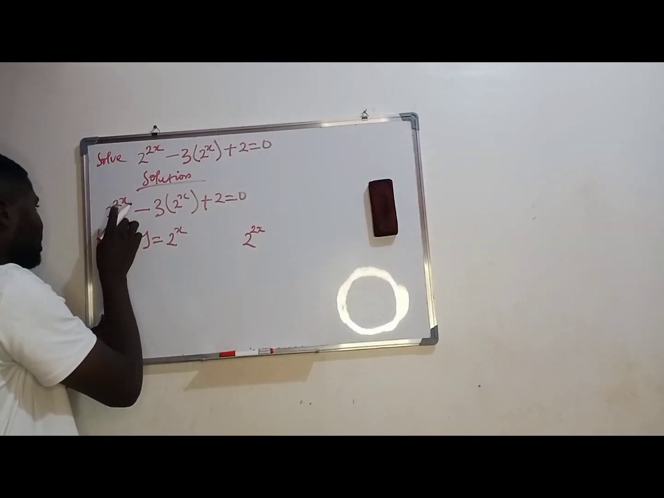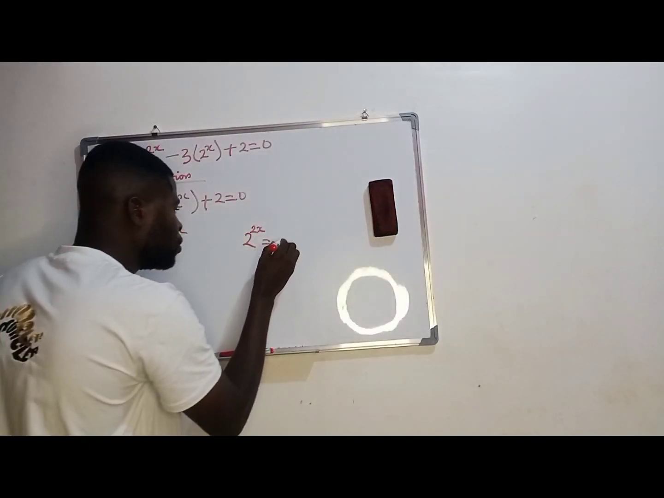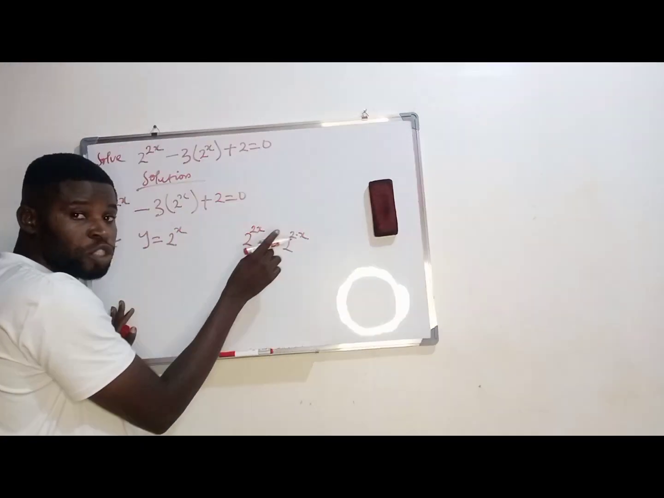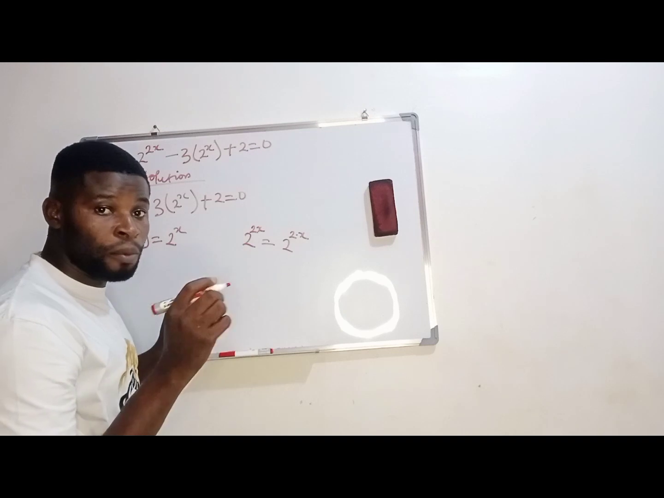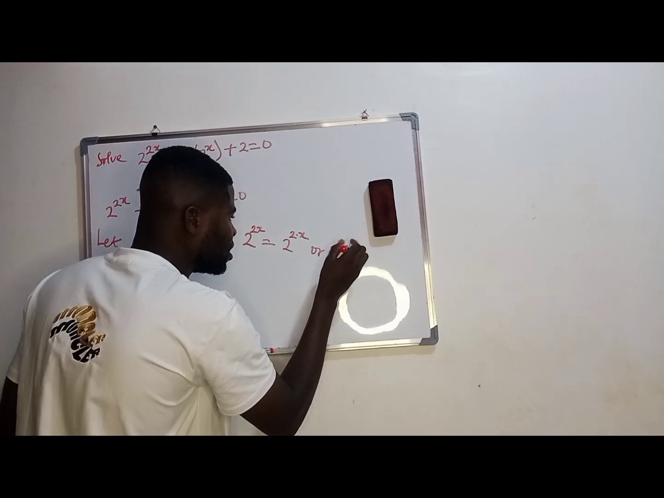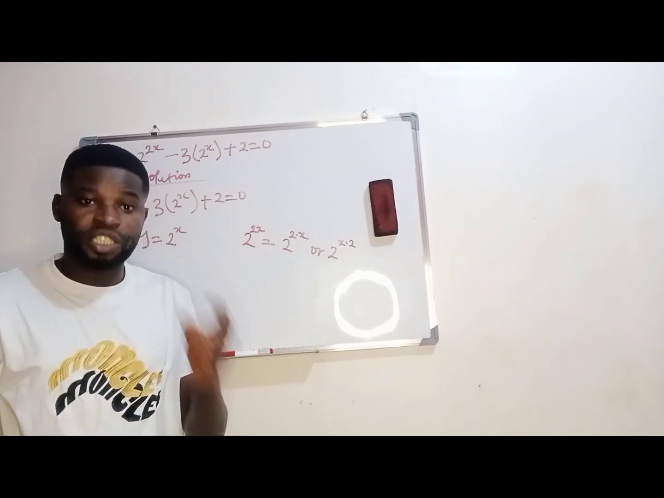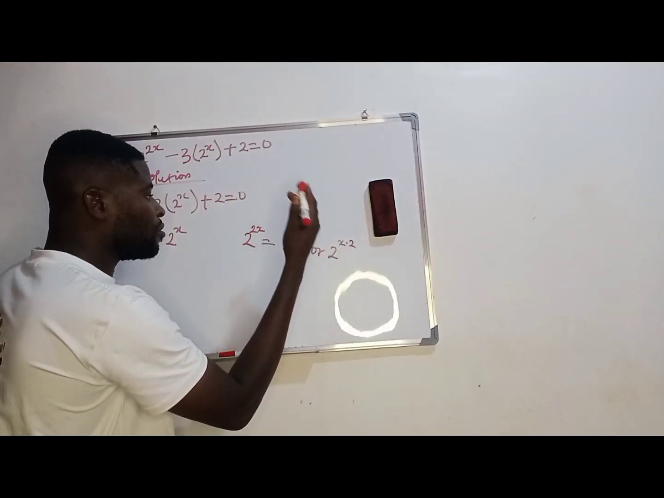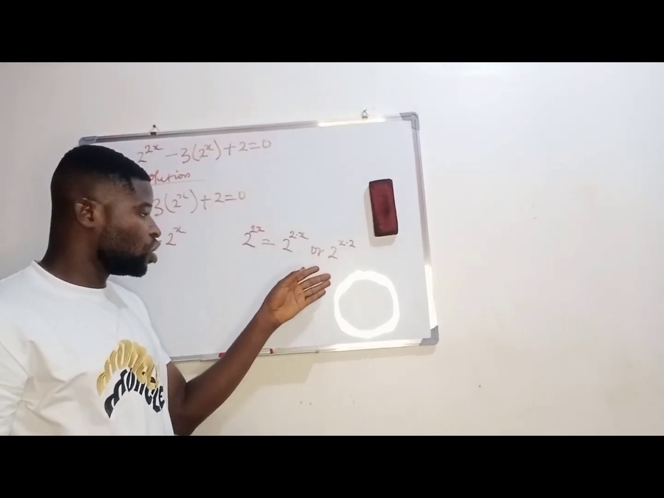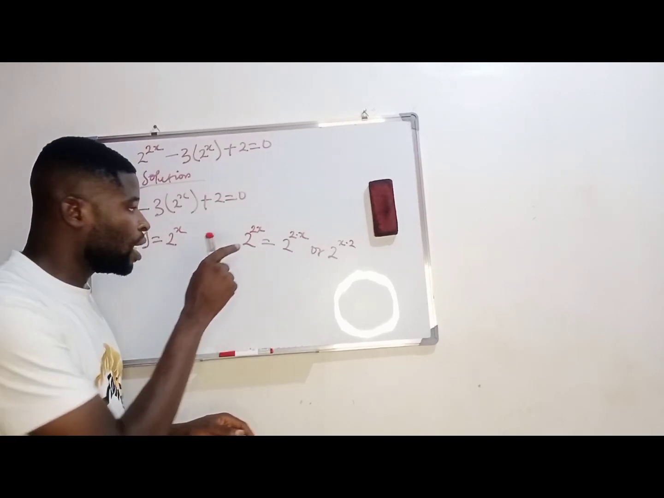Now, from this point, I will have 2 raised to power 2x is the same thing as 2 raised to power 2 multiplied by x. Any place you see dot in mathematics, it will represent multiplication, or 2 raised to power x multiplied by 2, because multiplication is commutative, in the sense that whether 2 is coming first or x is coming first, the answer of the two will be the same thing. That is the commutativity we are talking about.